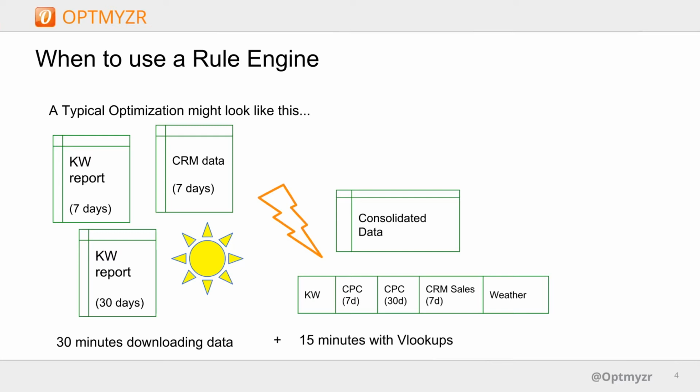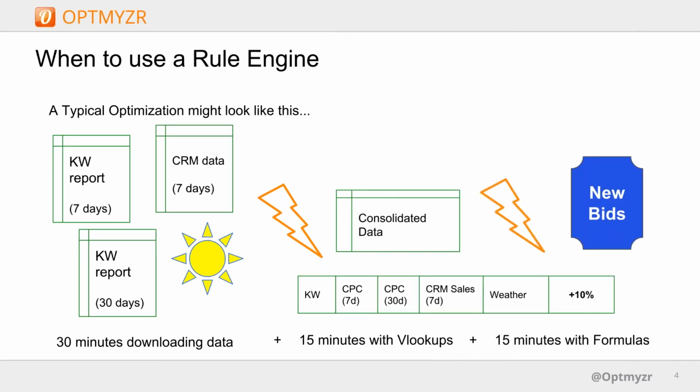So now for every keyword on one line, I've got the 7-day CPC, the 30-day CPC, my sales numbers from my CRM system, as well as the current weather in the campaign where that keyword is located. Okay, so by now I've spent 45 minutes doing all of this work manually, and now finally I can make a bid decision to maybe increase that bid.